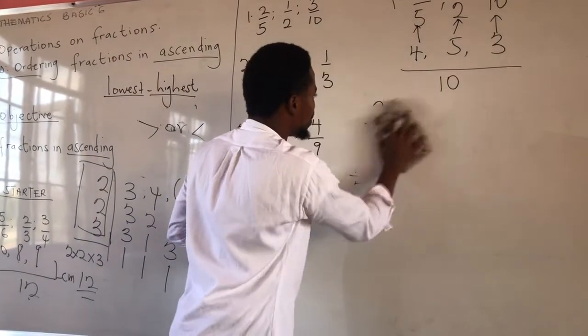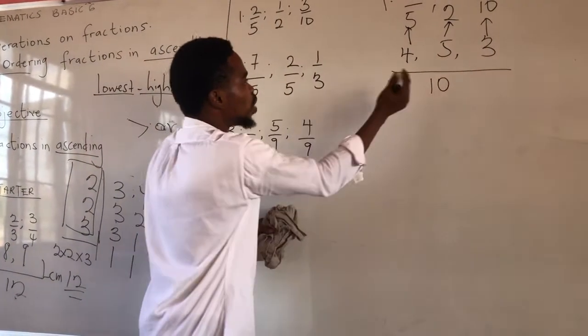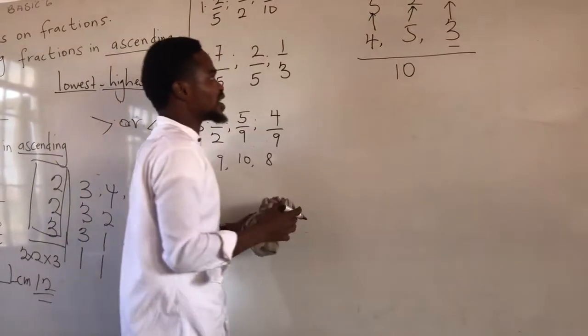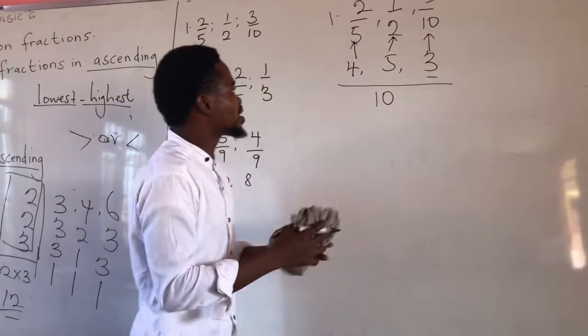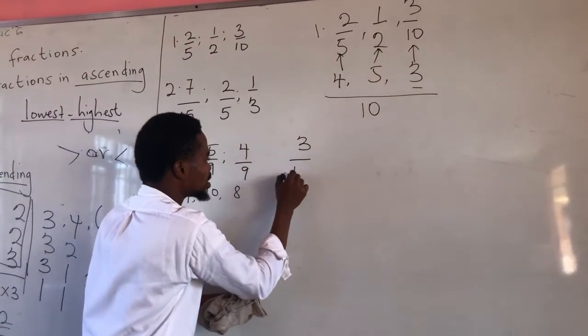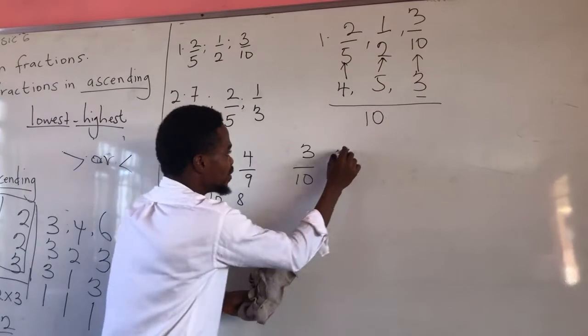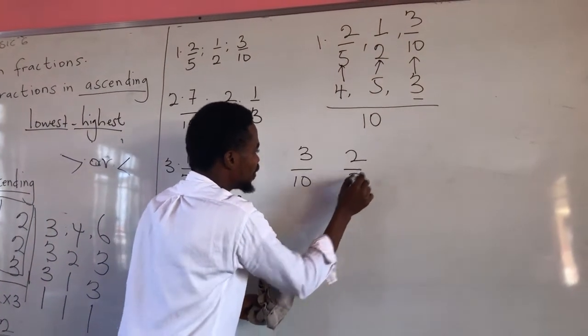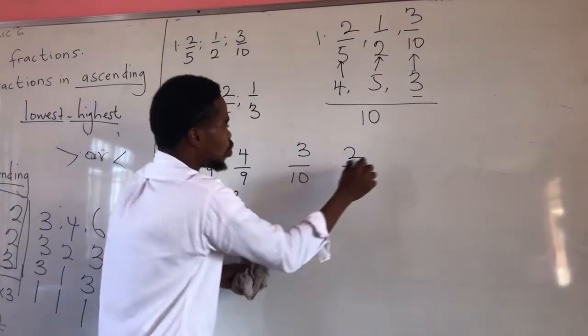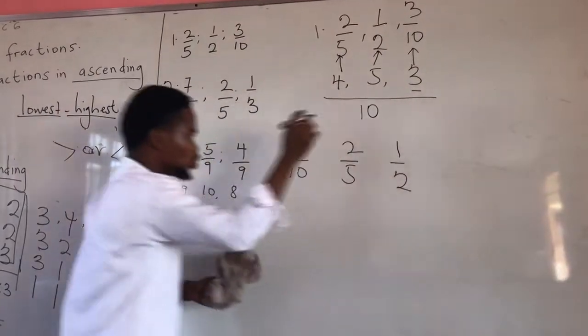So I come here, what am I going to do? So which one is the least? 3 is the least, which is what? 3 out of what? 10, which is the least. Then followed by what? 2 out of 5. Then followed by what? 1 out of 2.